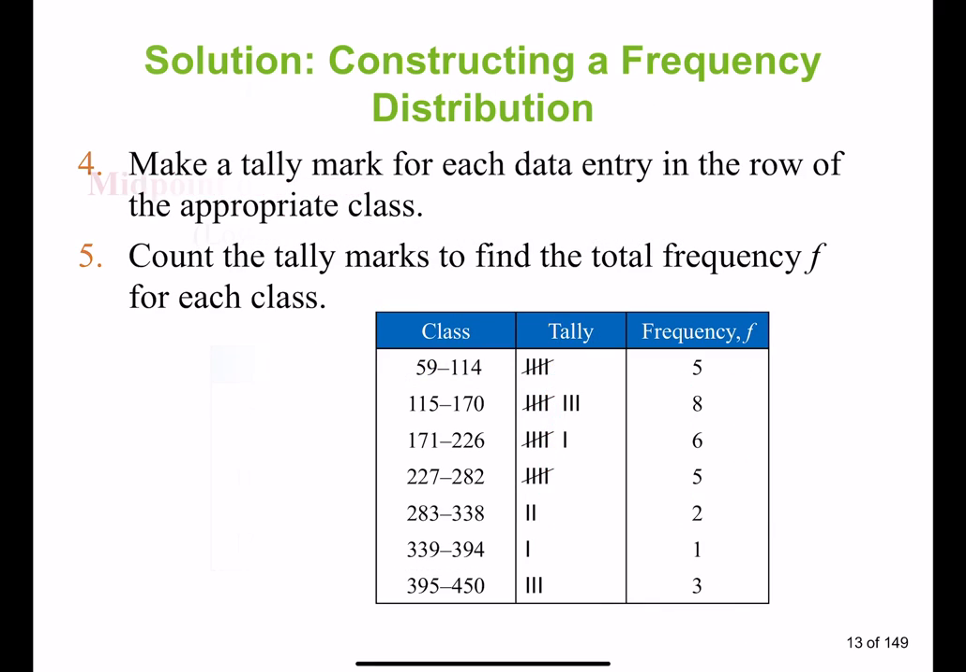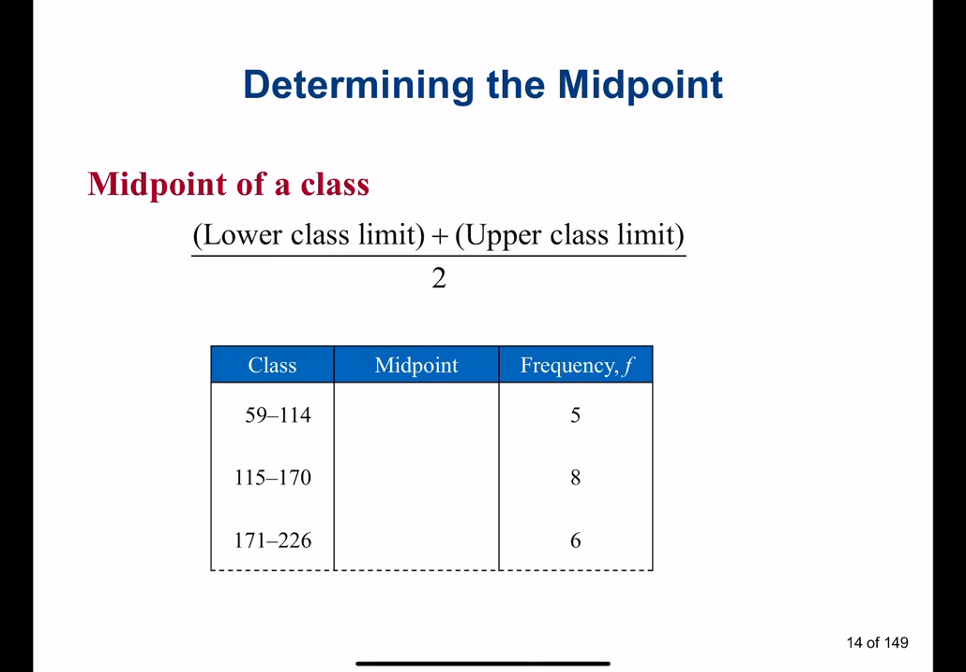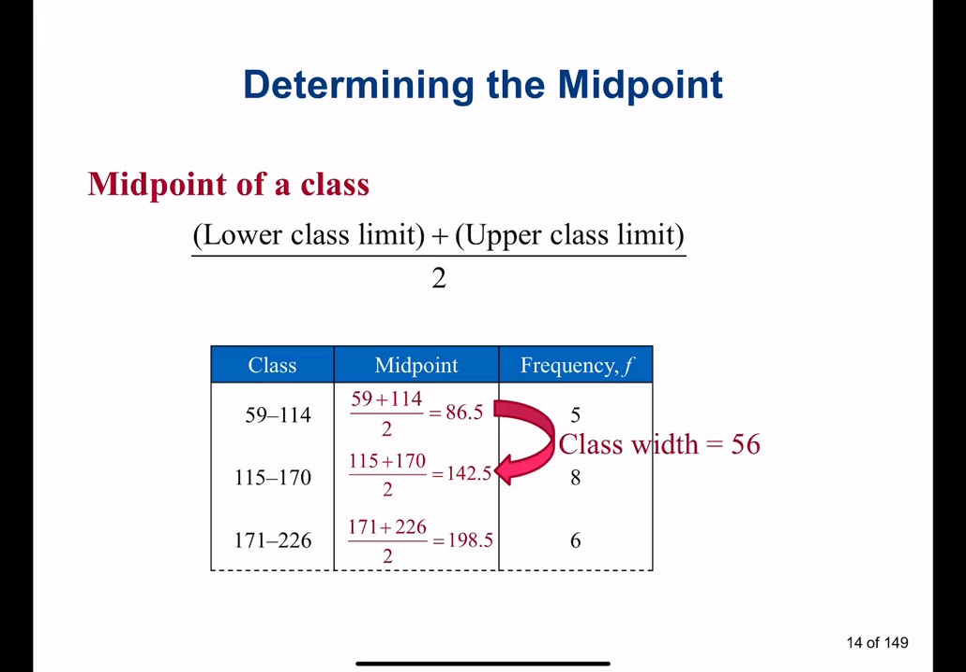Okay, next, to construct the graph, we will need a midpoint of the class. How do we figure out the midpoint of the class? We take the lowest level, 59 in this case, and the highest level, 114, add them up, lower level plus upper level, and divide by 2. This is going to give us 86.5.